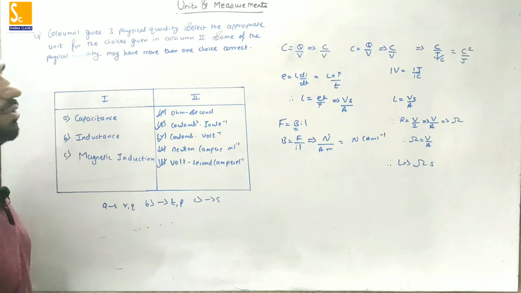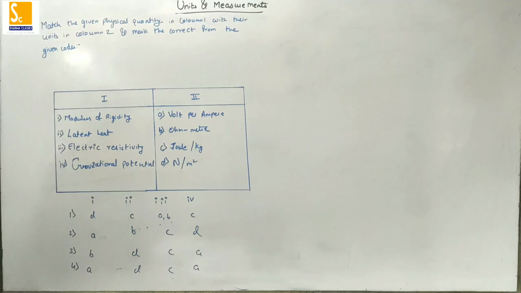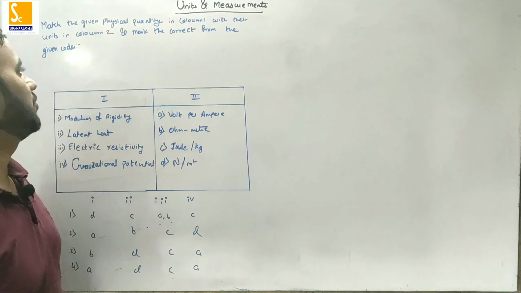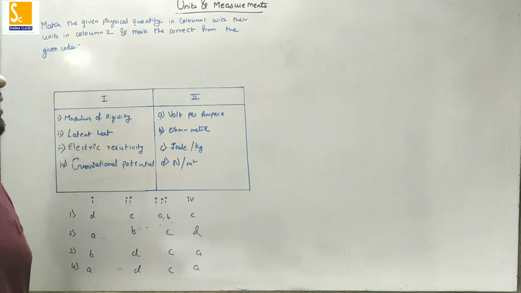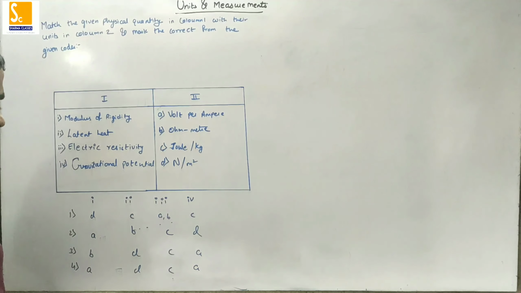So in this way, we have to solve this problem. The problem is: match the given physical quantity in column 1 with their units in column 2 and mark the correct one from the given code. So these are some physical quantities given to us, and their units are given in column 2. We want to find out the right answers among these. These are the options 1, 2, 3 and 4.